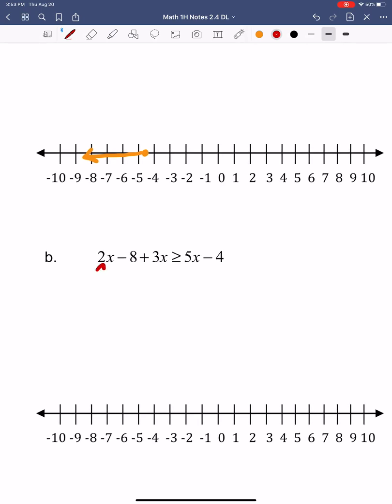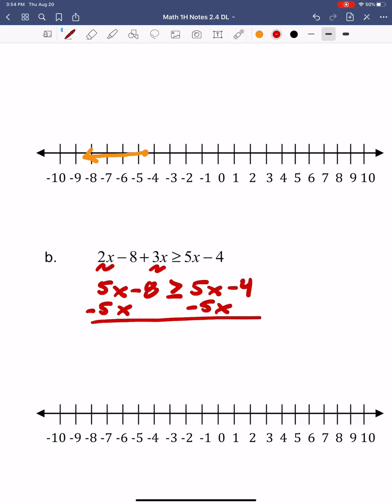So again, I've got some like terms here, 2x and 3x. I'm going to combine those to be 5x minus 8 is greater than or equal to 5x minus 4. Get my x's together, so I'm going to subtract 5x. And again, these variables are all canceling out, and I'm left with negative 8 is greater than or equal to negative 4. So it's asking me, is negative 8 greater than or equal to negative 4? No, it's not, because it's more negative. So this is false, which we know means no solutions. And so I'm not going to put anything on the graph there.